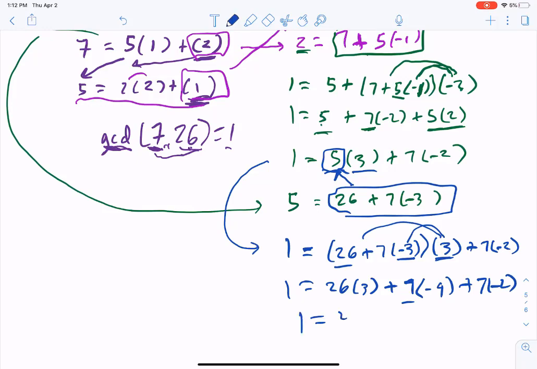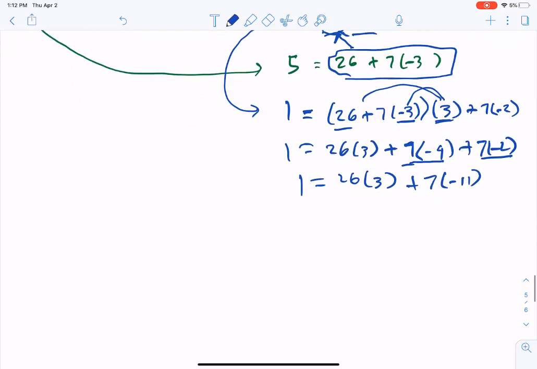So if I reduce, this is 26 times 3. I've got negative 9 times 7 and negative 2 times 7. So it's like saying plus 7 times negative 11. That's what I really have now, because negative 9 plus negative 2 is negative 11. Now this is great, because what this now means is that 26 times 3 plus 7 times negative 11 is equal to 1 mod 26. All of this is being done in mod 26.